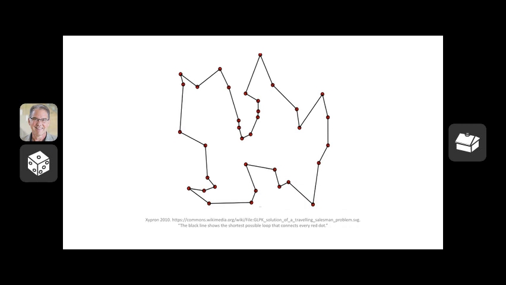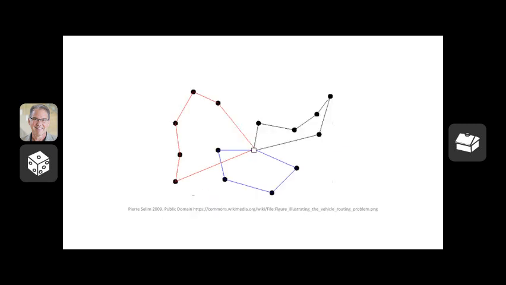The analytic solution to the so-called traveling salesman problem finds the shortest route to a series of destinations while visiting each destination only once. The vehicle routing problem provides a generalized solution for determining an optimal set of routes for a fleet of delivery vehicles. The VRP was first presented in 1959 by mathematician and operations researcher George Dantzig and colleague John Ramser.